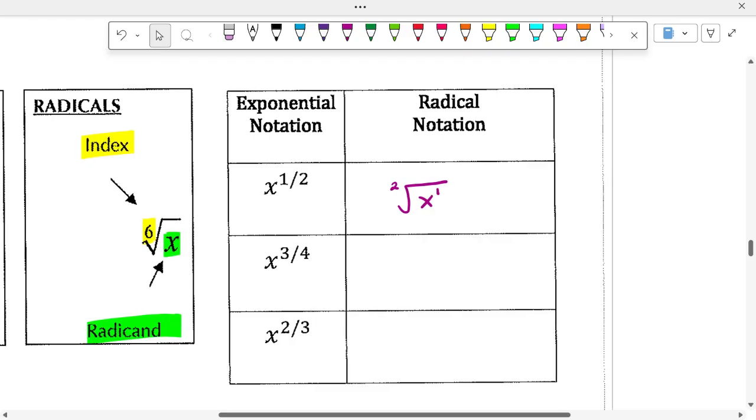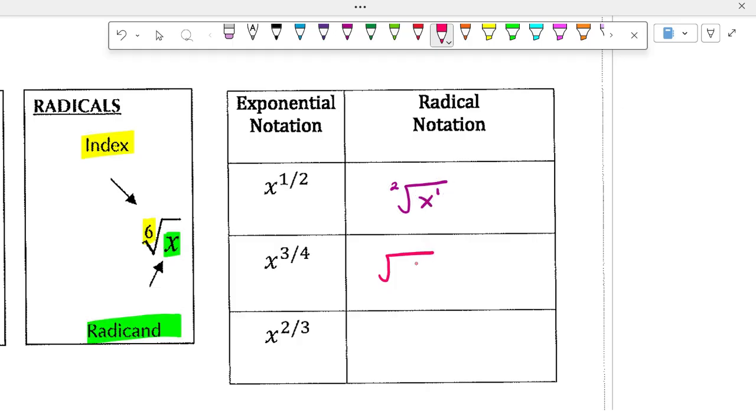So x to the 3/4 in radical form. So we know we're going to have some radical with an x underneath it. What type of radical is it? So what's the index of the radical? What number is going to go outside of the radical? Nope. 4. It's always the denominator. So whatever your denominator is, that's your index. So your denominator is always the type of root it is. Now what's that x going to be raised to? The 3rd power.